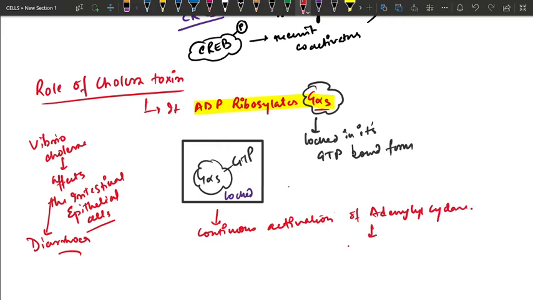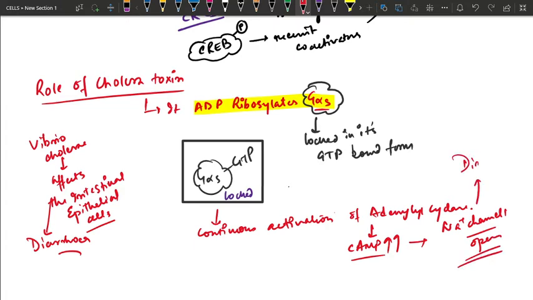As a result of that, cyclic AMP will always be high, and if it's high, it will activate the protein kinase A. Sodium channels will remain open, and it will lead to diarrhea. So that is the role of the cholera toxin. Okay, so that is an important point.